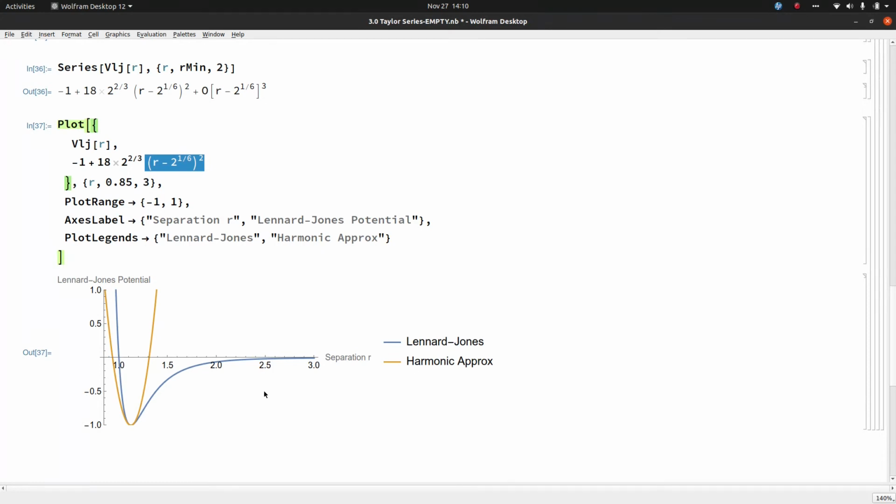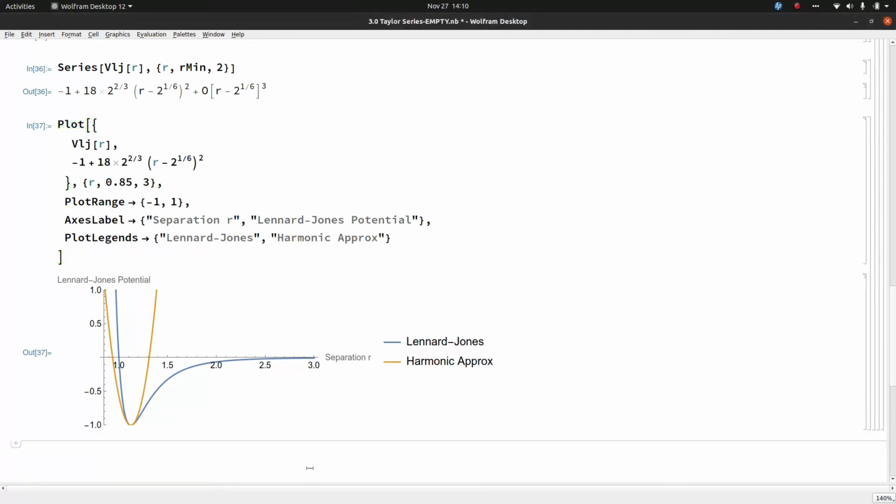This is one of the reasons why we can approximate molecular bonds as being kind of like springs, because for small deviations, for small perturbations around the minimum of that potential, for small amounts of vibrational energy, it's going to be well approximated by this harmonic function, basically in the area where the orange overlaps the blue, right at the bottom there.